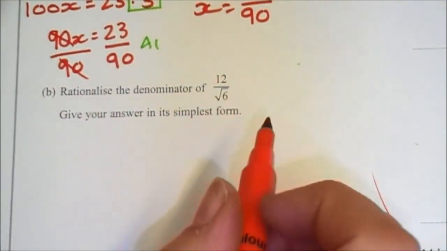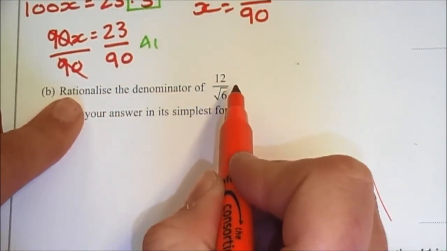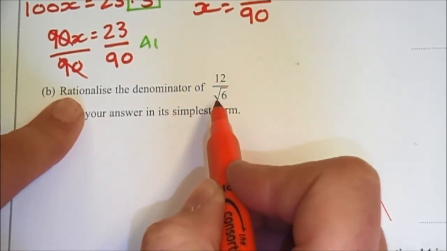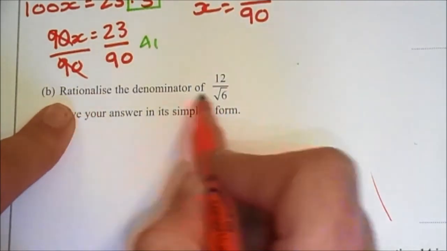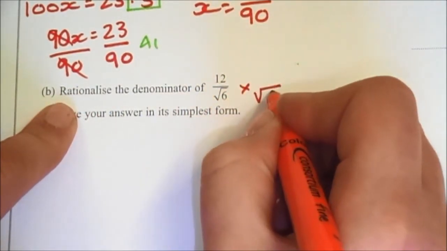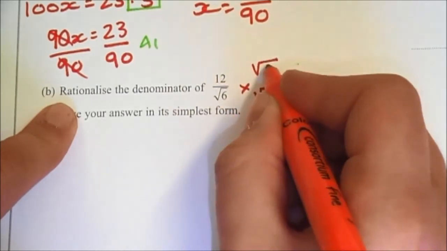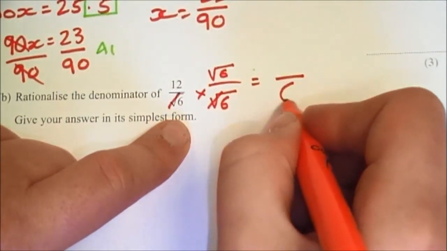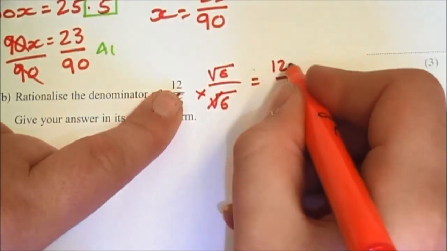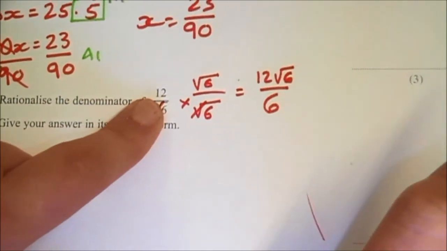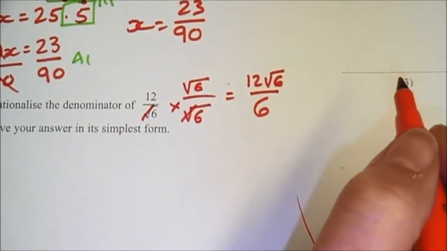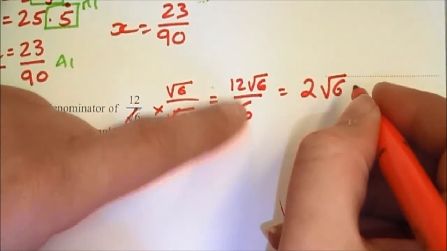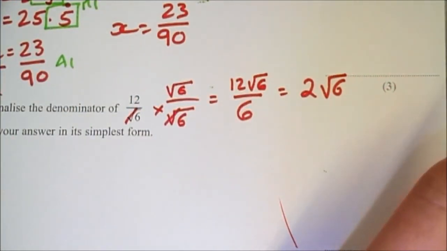Part B wants you to rationalise the denominator, so they just want you to get rid of the root. It's okay to keep it as a fraction, but we do not want a root there. So what I need to do is multiply the top and the bottom by root of 6. That ends up cancelling my roots out, so I end up with a fraction over 6. And up here I've got 12 root 6. At this point I can simplify it down by doing the 12 divided by the 6, which would give me 2. And my root 6 is not affected by that division, so I end up with 2 root 6.